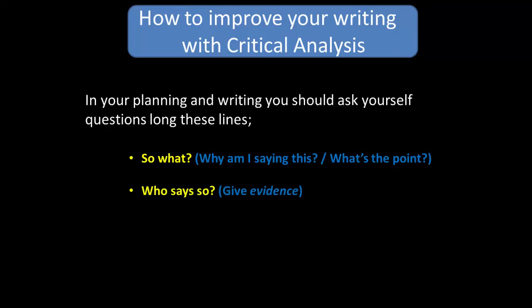Also, who says so? Very important in all academic writing is that you should provide evidence of the original author of the ideas that you are now discussing, that you are now critiquing. And finally, but certainly not least, how does this point, how does this concept relate to this assignment? In other words, make sure that you are continually mindful of the relevance of what you are discussing.